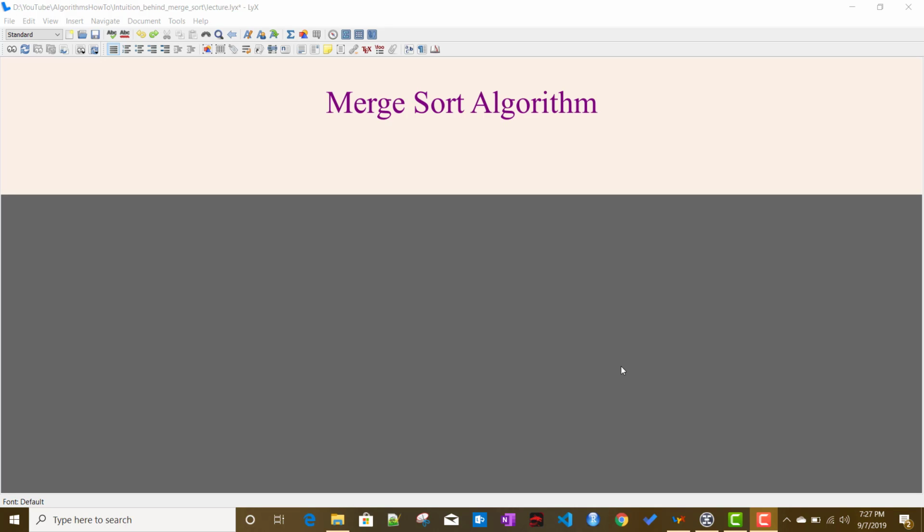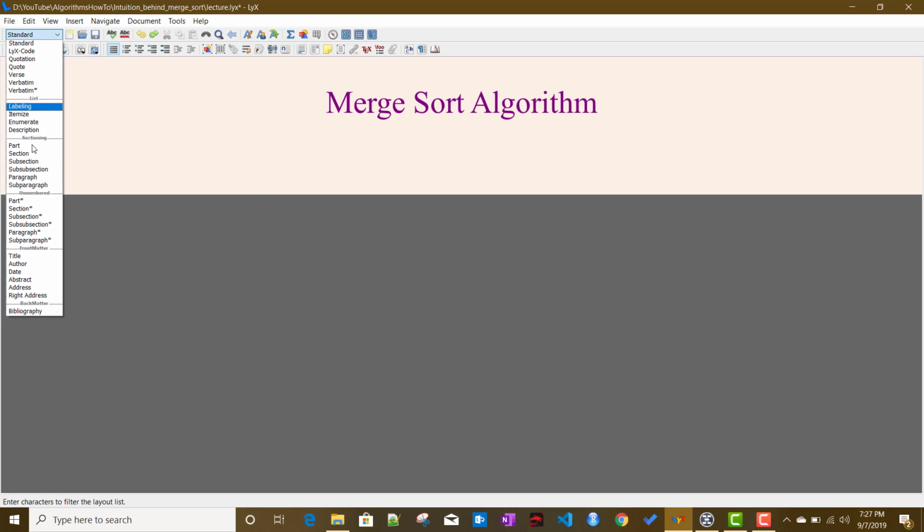Okay, in this video, we will talk about the intuition behind the merge sort algorithm. If you remember from my previous videos, we talked about the insertion sort algorithm, and there we took an approach called the incremental approach. Let me write it down over here.